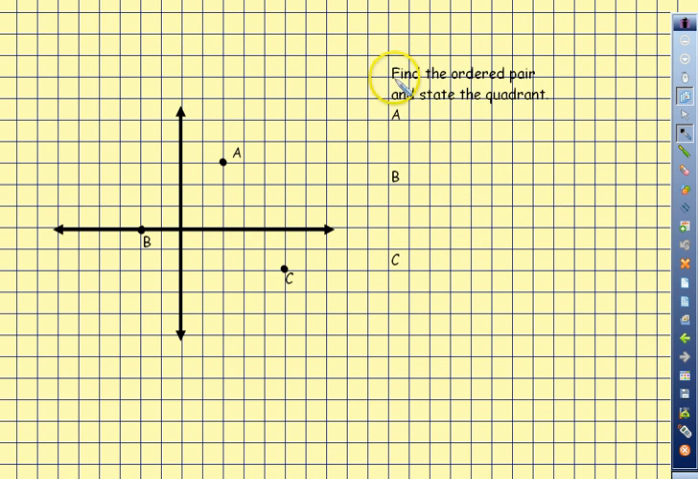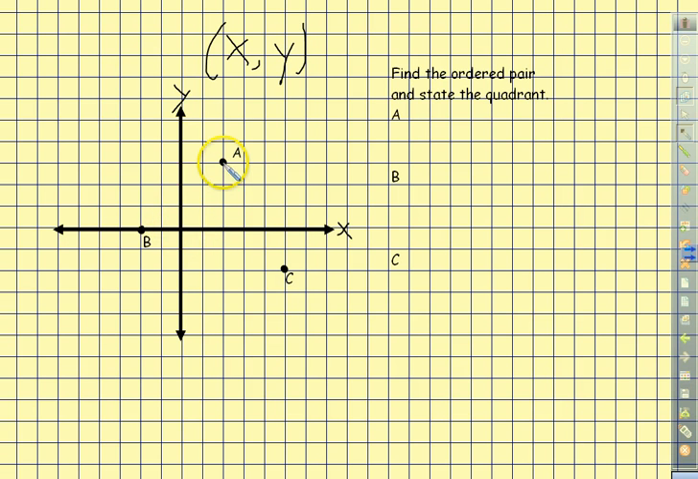Now we have the last part. It says find the ordered pair and state the quadrant. Now when I say ordered pair, that also means coordinates. You'll see that used kind of universally, so keep that in mind. So point A. Okay, what we need to make certain we do is we start at the origin, and we always have to make certain that we remember that is x and then y. Okay, so we have to move along the x-axis first. This is my x, this is my y. We have to move left or right first according to positive or negative.